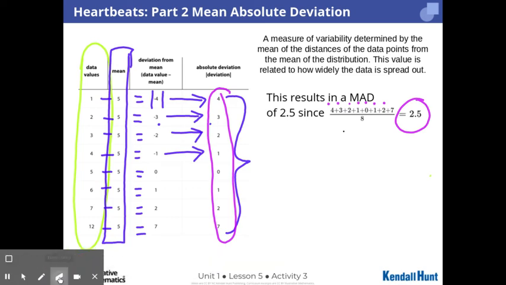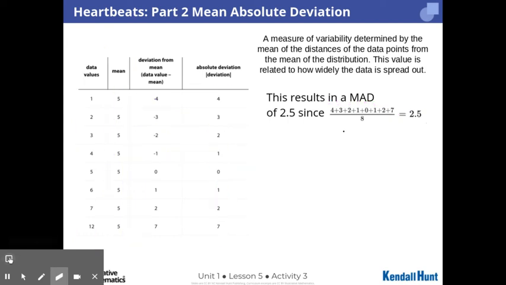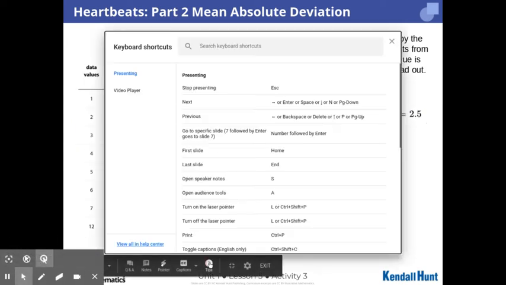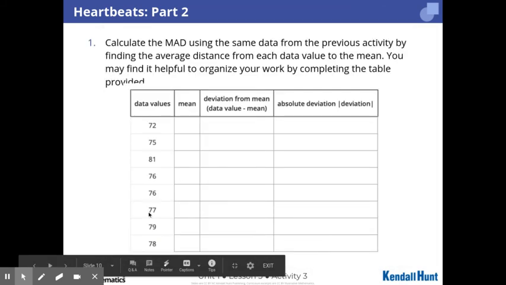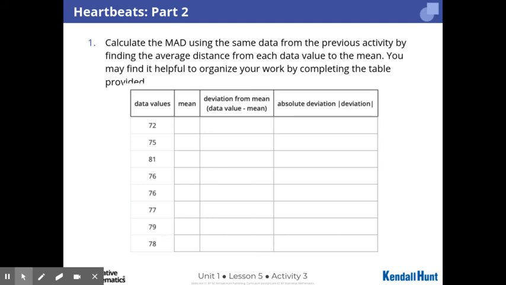On the next slide, we're going to do this with another set of data. So let's go over there. Let me erase that. Whoops. So here we're going to calculate the mean absolute deviation using the same data from the previous activity that we had earlier and find the average distance from each data value to the mean.